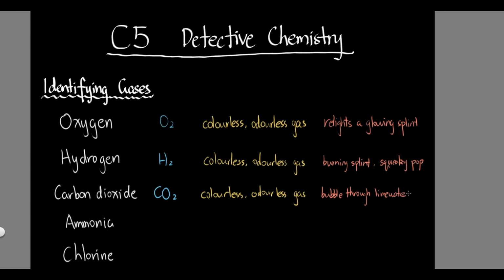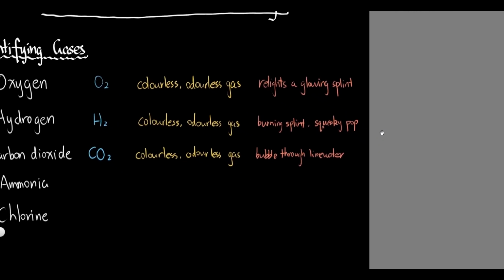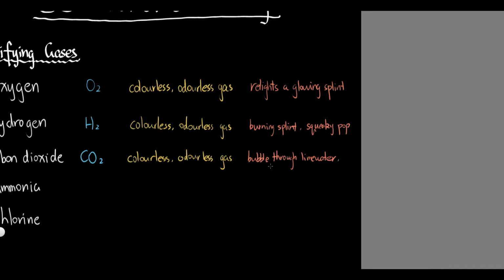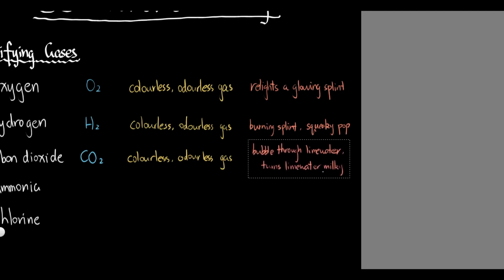All right, and hopefully CO2 would turn lime water milky or cloudy. So basically, what's going to happen is that the lime water, which is originally clear and colorless, is going to form a white precipitate. So it's going to make the lime water turn milky.